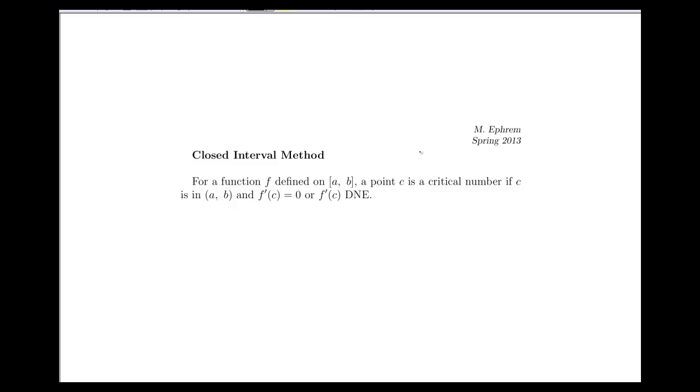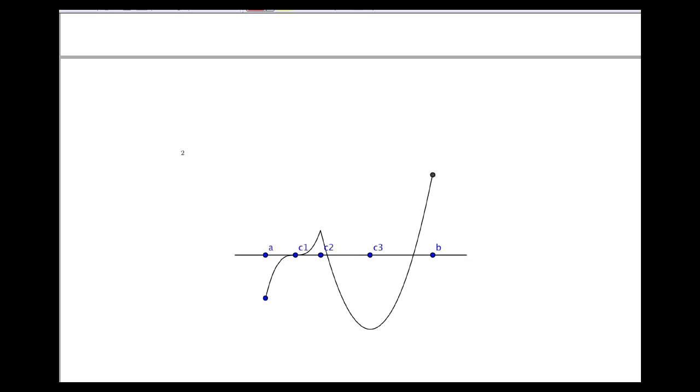I'm going to try to give you an example on the closed interval method. So I have a function f defined on a closed interval [a, b], and we say a point c is a critical number of the function if the derivative of the function at c is 0 or the derivative does not exist. So we say c is a critical number if f prime of c is 0 or f prime of c does not exist. Where are we interested in critical numbers?